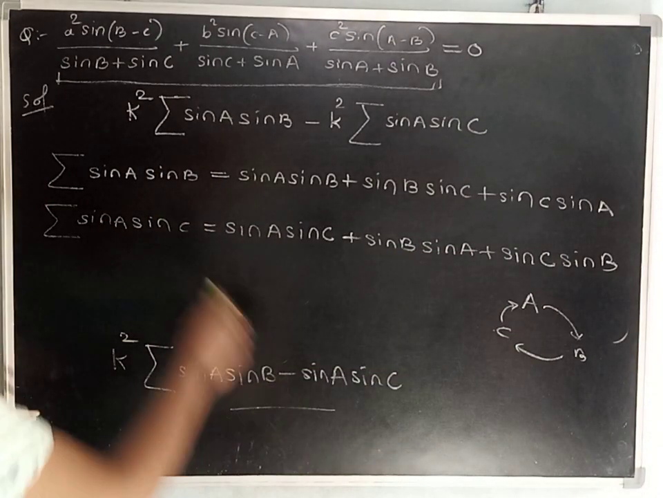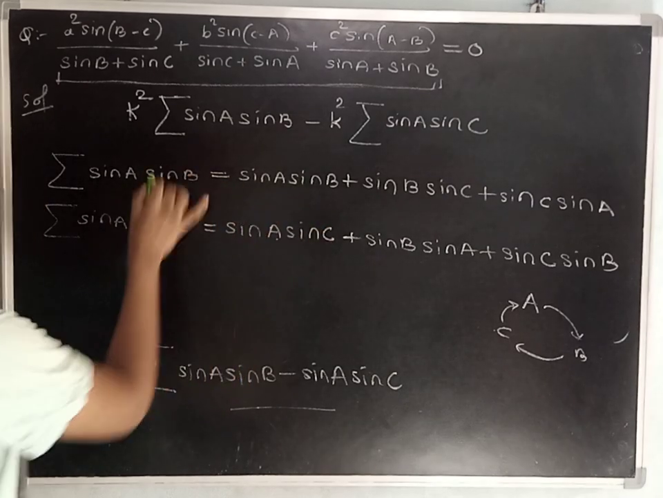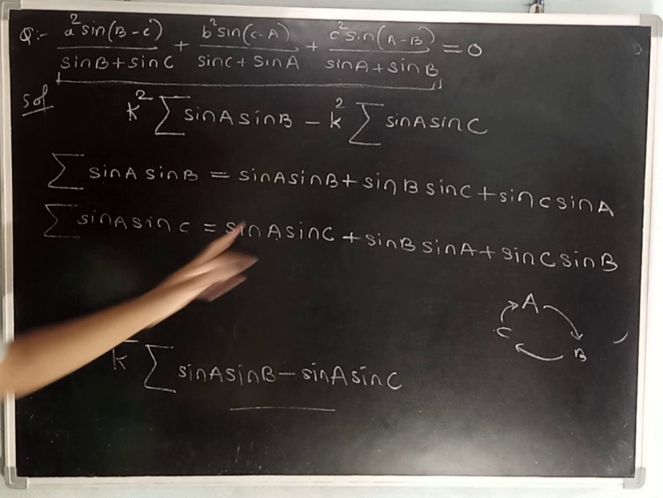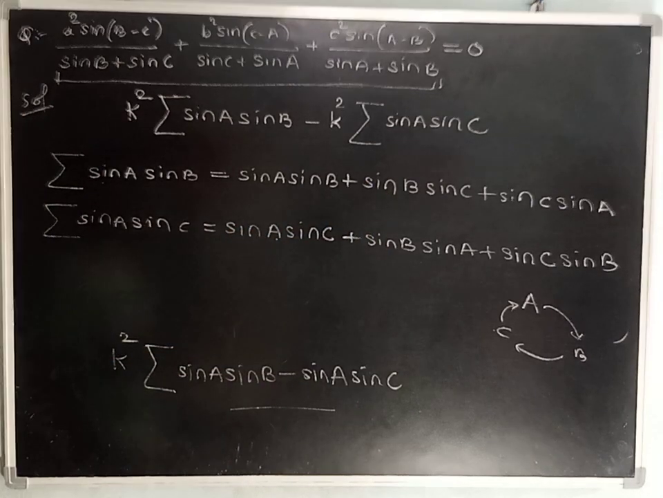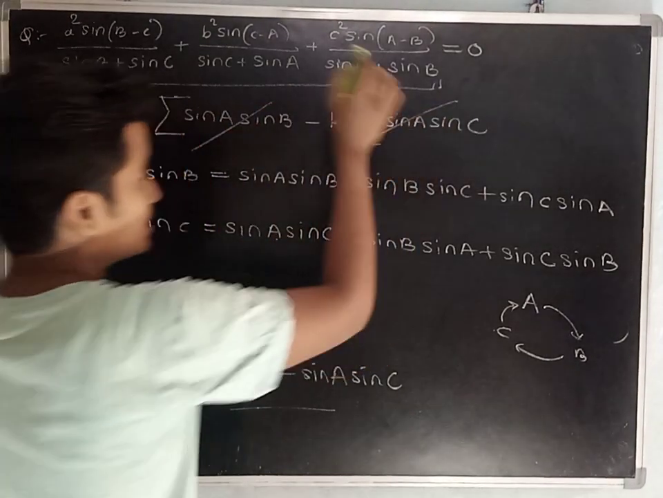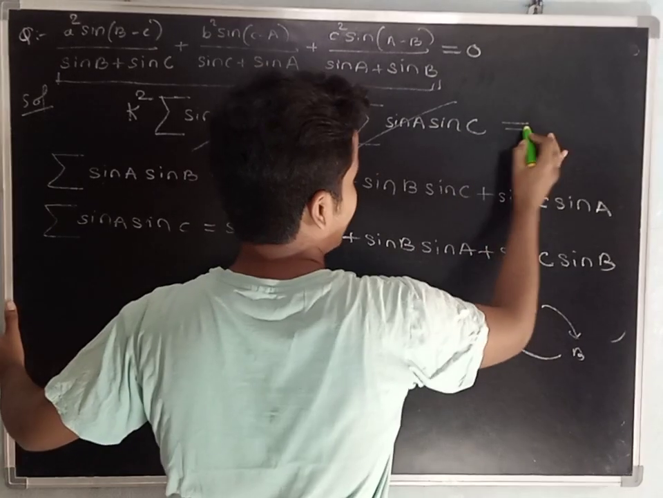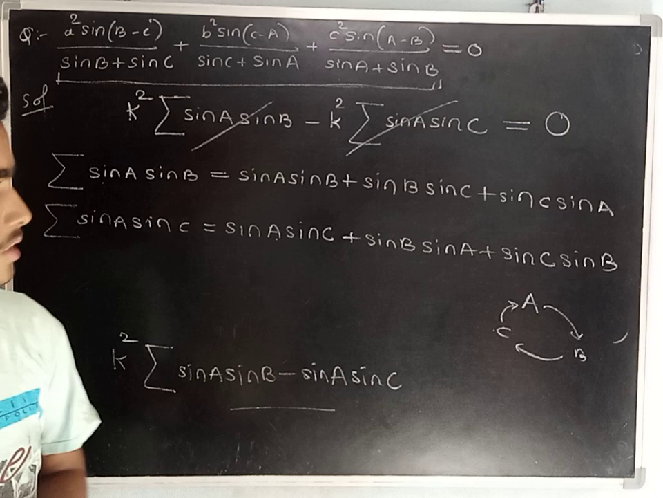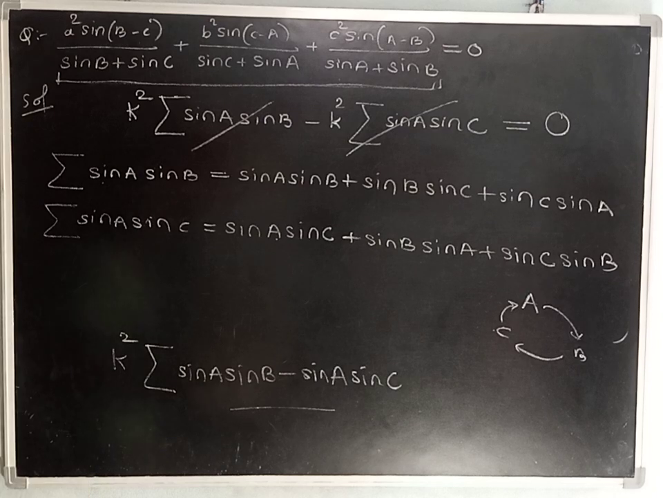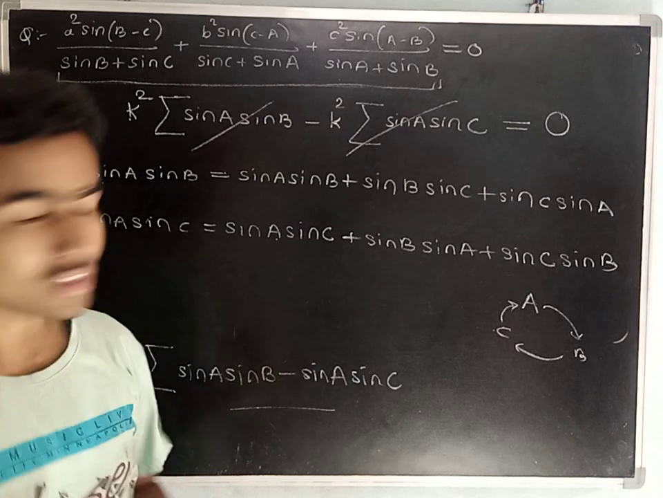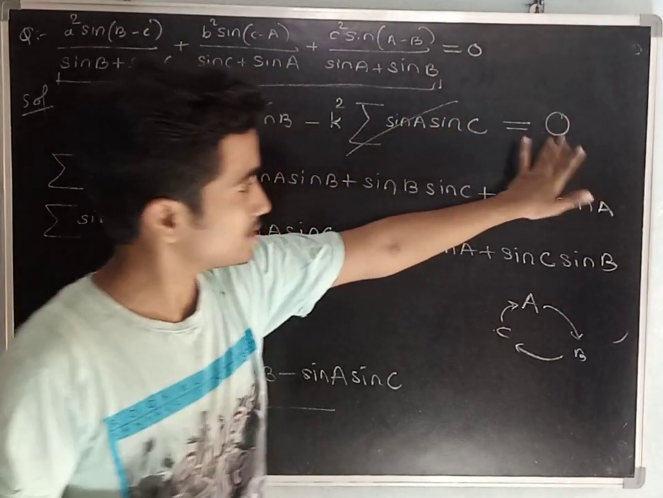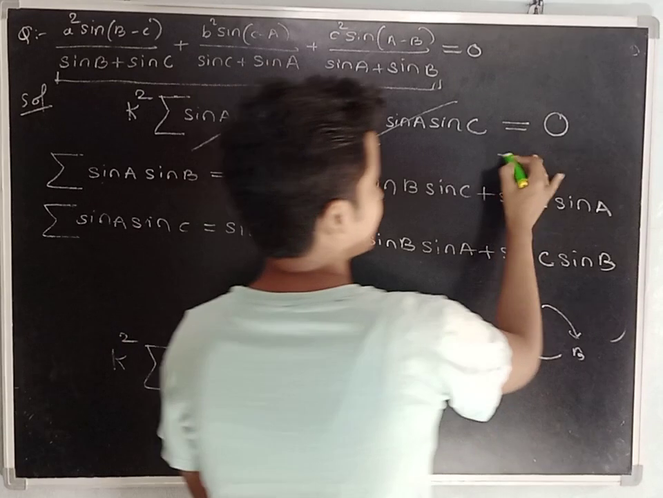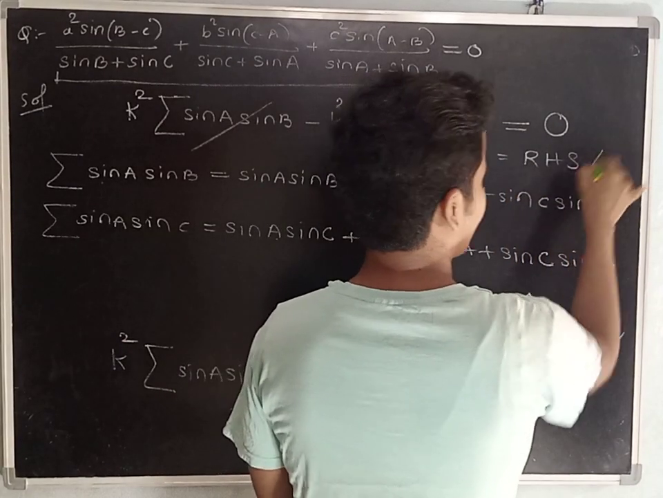If we observe, these two are the same, right? Sigma sin A sin B is nothing but sigma sin A sin C. Here the result is the same, so finally these both get cancelled and I am going to get 0. This is the second method, so that we can prove the same relation. We got the RHS as 0, which is nothing but the right hand side.